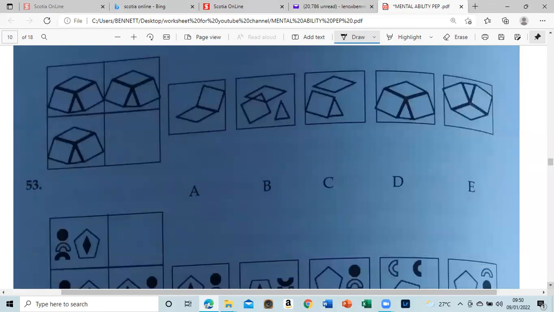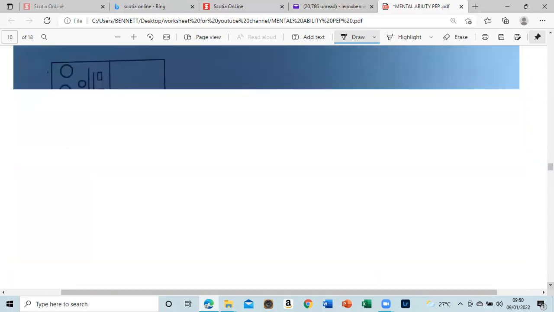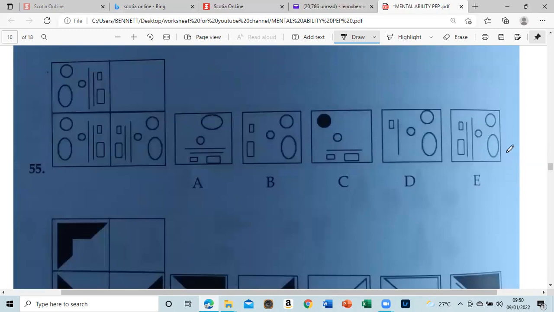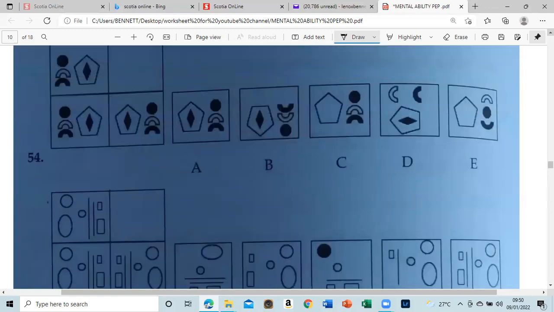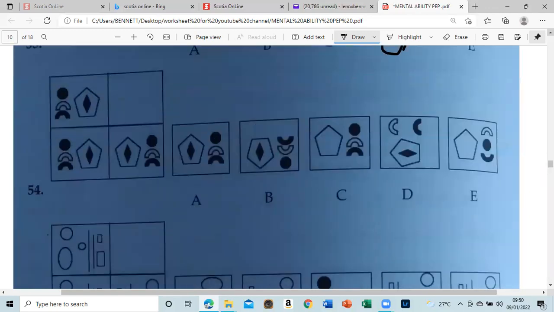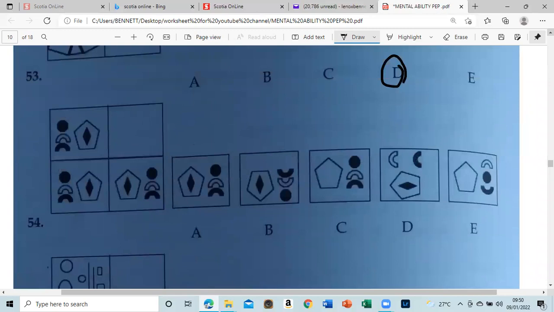Question 53, same thing, right? We look for the one with the pattern. So everything turned up. This one is fairly easy. Alright, let's look at this one now. Oh god. Four. Okay, oh my god.